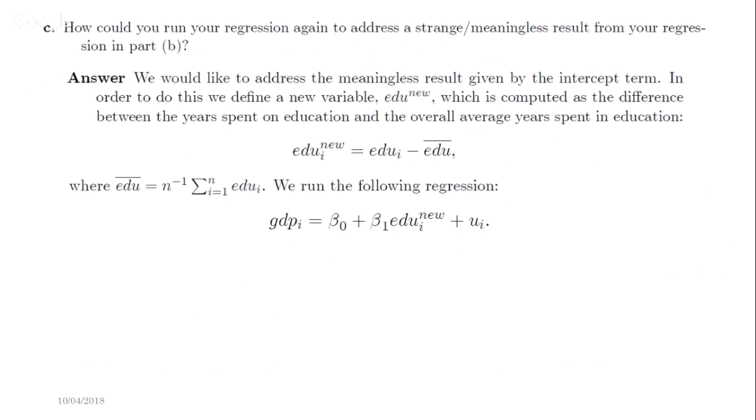Okay, so this is interesting. I think this is the most interesting part of the tutorial. How can we address this now? Let's try creating a new variable. Instead of education, we call it education new and calculate it as the difference between a country's level of education and the global average of education. Okay, great idea. So for every country, its average education level minus the global average education level.